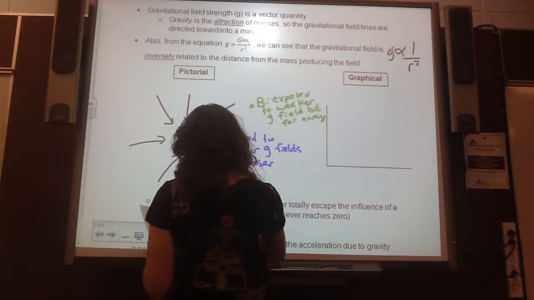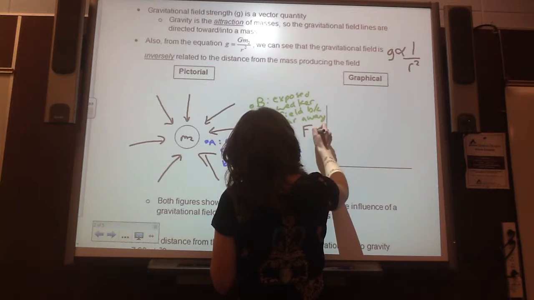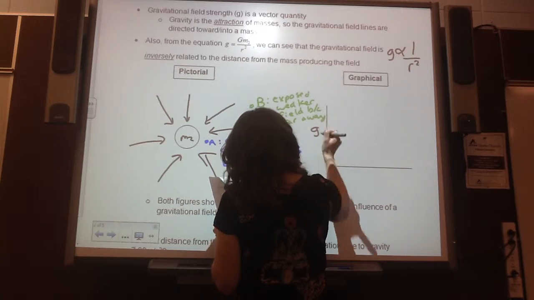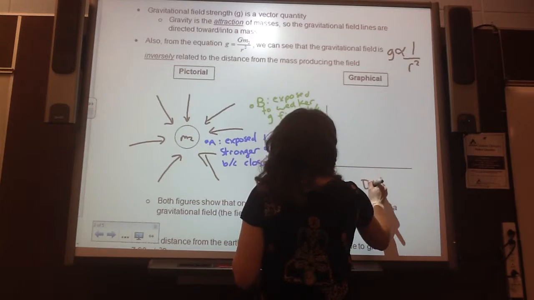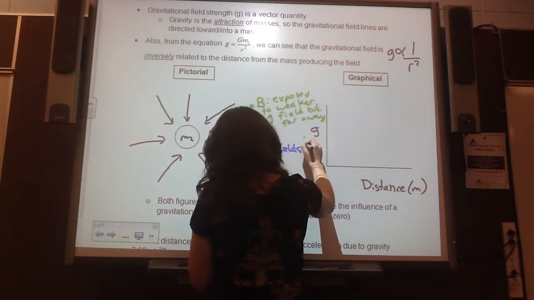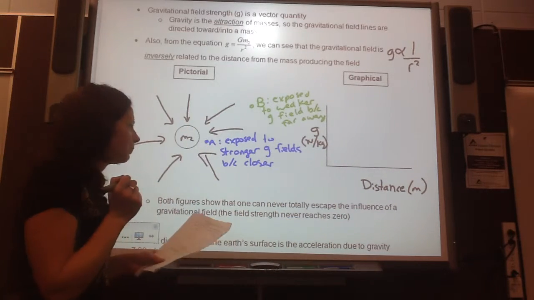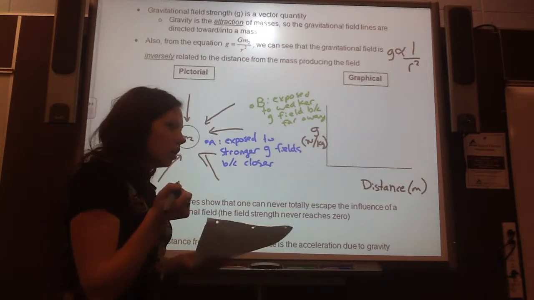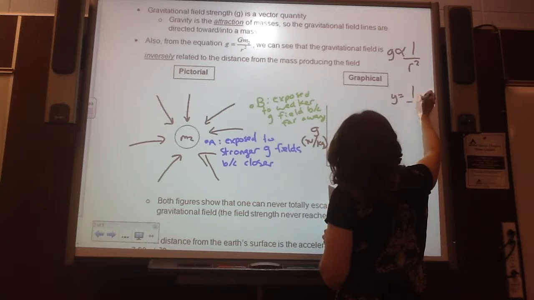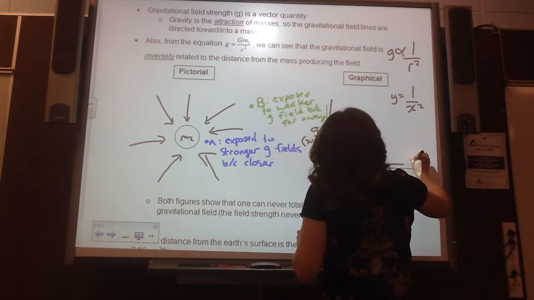So let's write on this side, this is our gravitational field strength, so this is our g, and here is our distance in meters. Put the units here. It can either be newtons per kilogram or meters per second squared, either one. So it will have a graph similar to y equals 1 over x squared. So the graph will look as so.